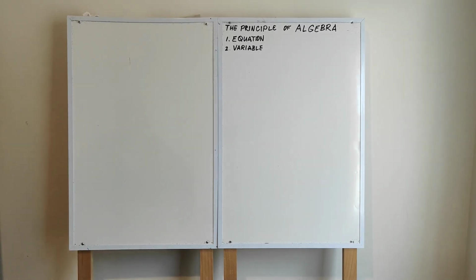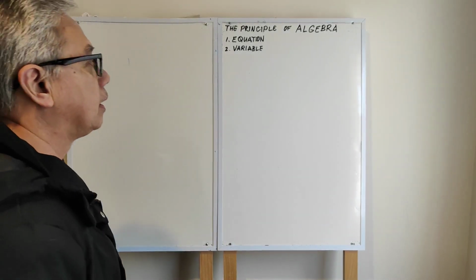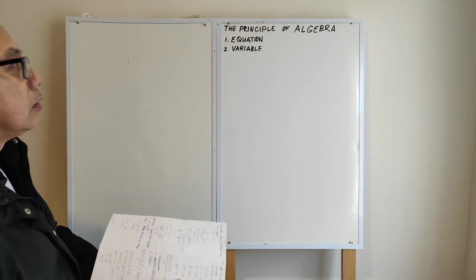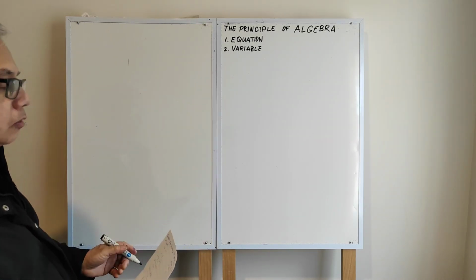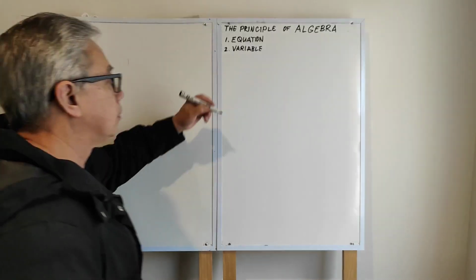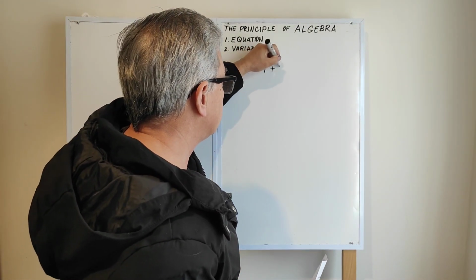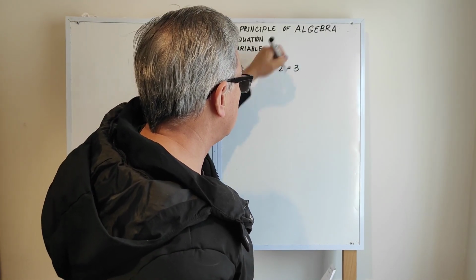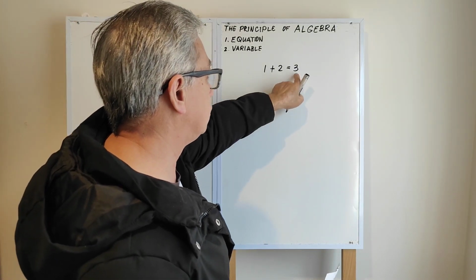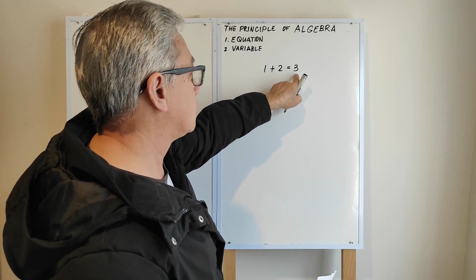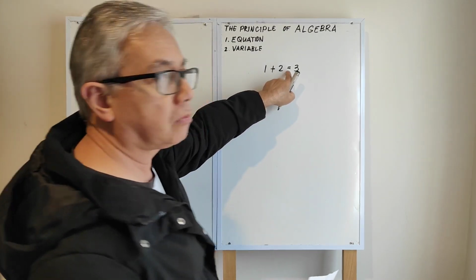We will be discussing the principle behind algebra. First, we will be discussing equation. An equation shows two values that are equal. For example, 1 plus 2 equals 3. Now, this value, 1 plus 2, is equal to this value. So, it is separated by the equal sign.